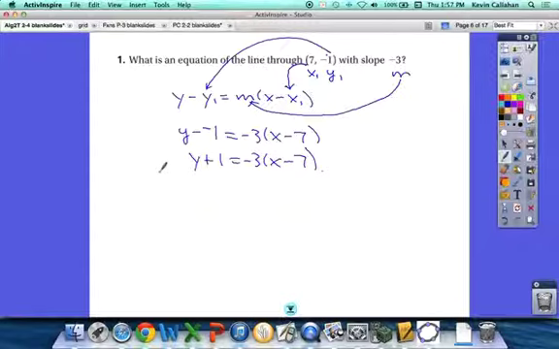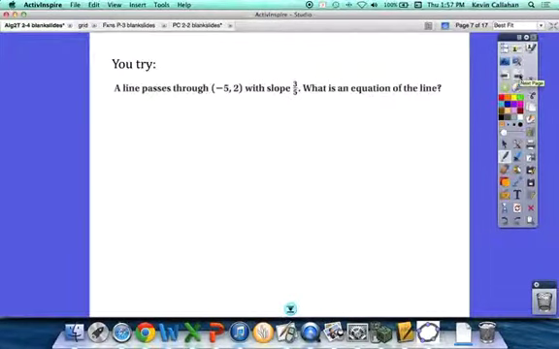Too easy. So try to do the same thing with this. A line passes through the point negative 5, 2, and has a slope of 3/5. What is the equation of the line? And by equation, we mean point slope. So do it yourself.